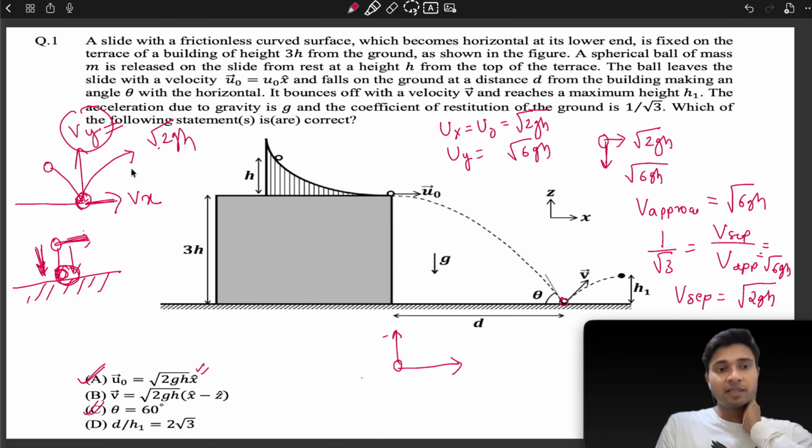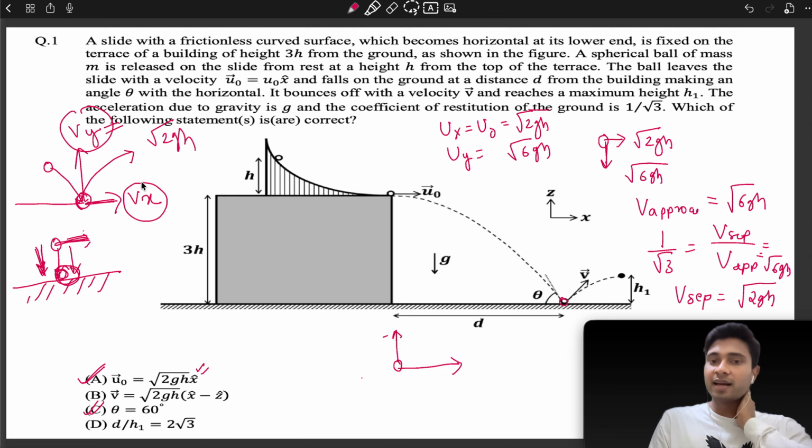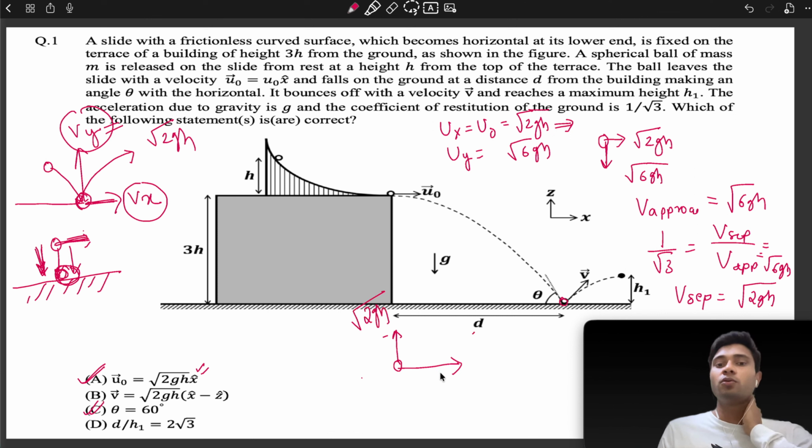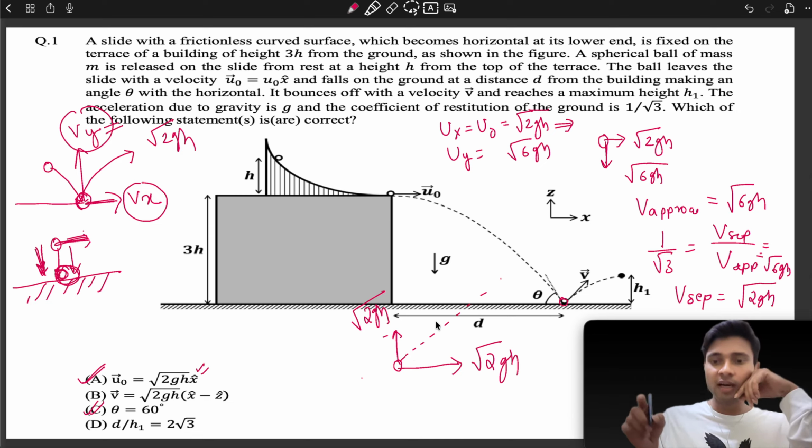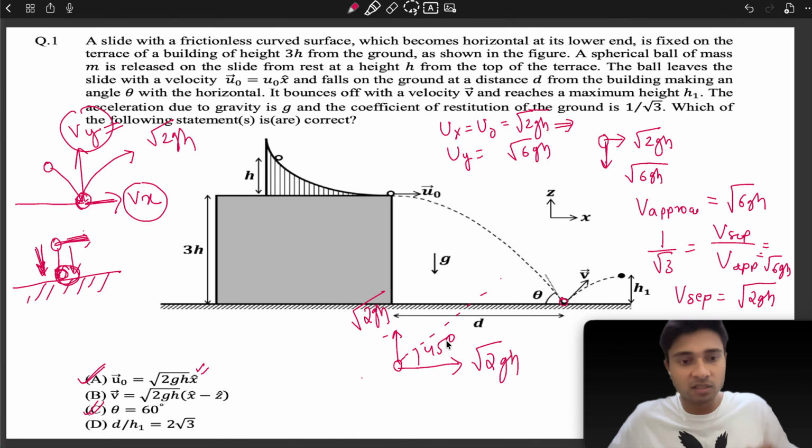So velocity of separation is vy, which is root 2gh. The horizontal component will remain as it is, which was root 2gh again. So now post-collision velocity in the vertical direction will be root 2gh, and velocity in the horizontal direction will be root 2gh. So basically 45 degree, because the horizontal and vertical components are the same. We can safely assume that this is 45 degree.